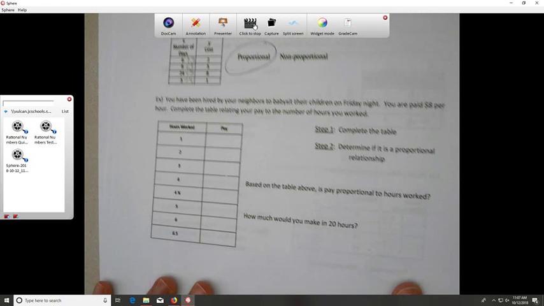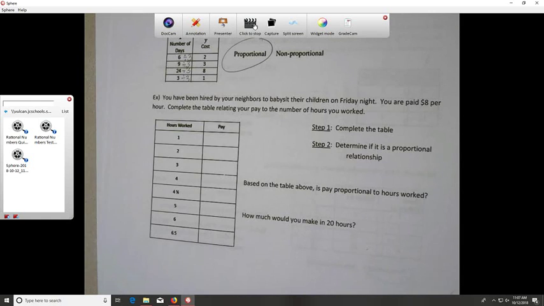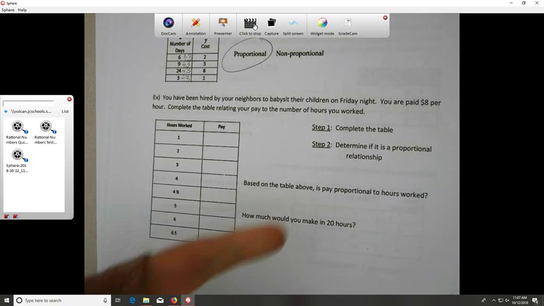All right, question at the bottom says, you've been hired by your neighbors to babysit their children on Friday night. You're paid $8 per hour. Complete the table relating your pay to the number of hours you worked. All right, so step 1, we're just going to fill in the table.